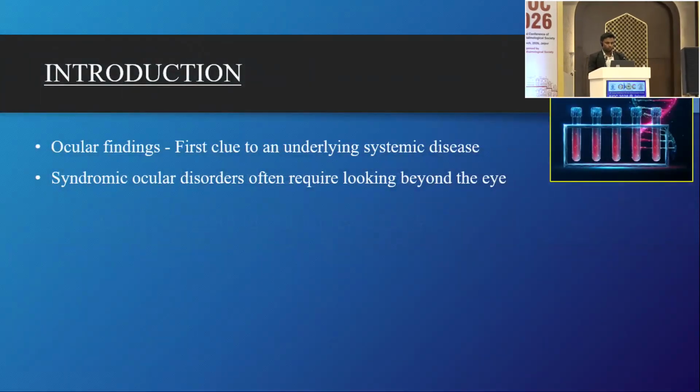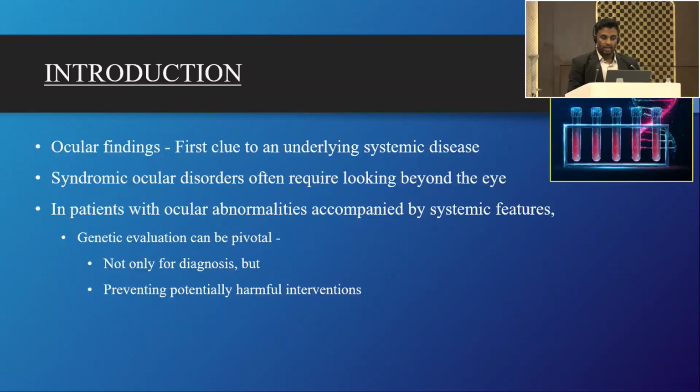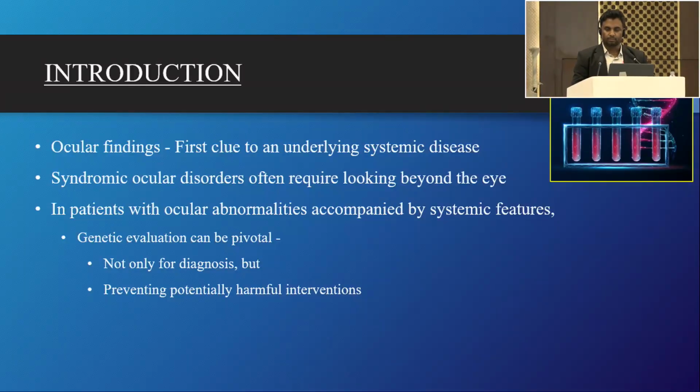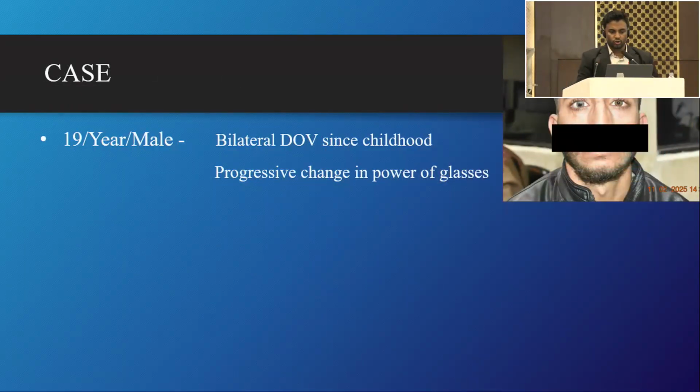So we all know that ocular findings can be the first clue to an underlying systemic disease, and in patients with ocular abnormalities accompanied by systemic features, genetic evaluation can be pivotal not only for diagnosis but also for preventing potentially harmful interventions. So it's a story of a 19-year-old male who presented to us with bilateral diminution of vision since childhood. Also, there was progressive change in power of glasses.